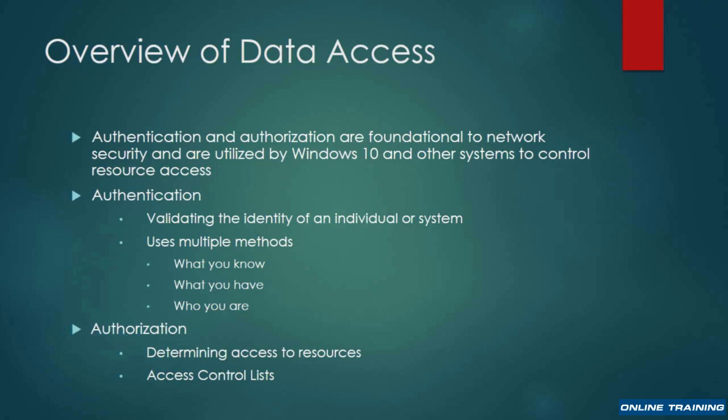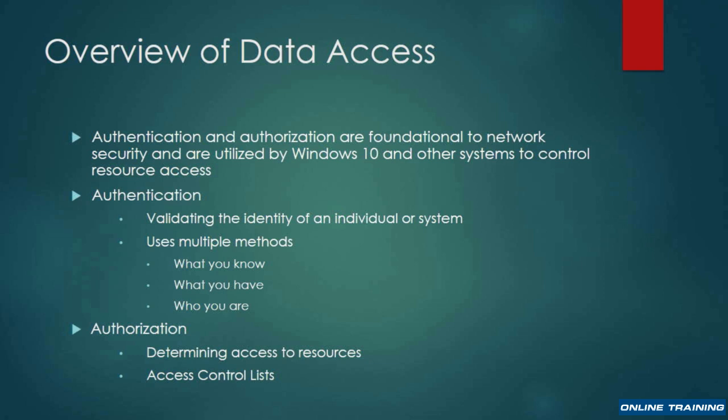In some cases, we're talking about security so that only a single authorized user can access data. In other cases, it might be a group or a division or a particular location that has access to that data. And the access to the data needs to be controlled not only for who is accessing it, but the level of access that they're going to have. So there are two processes that allow us to do this, and we really need to start here just by understanding these two processes. Those are called authentication and authorization, and they're foundational to network security. They're utilized by Windows 10 as well as other systems to control access to resources.